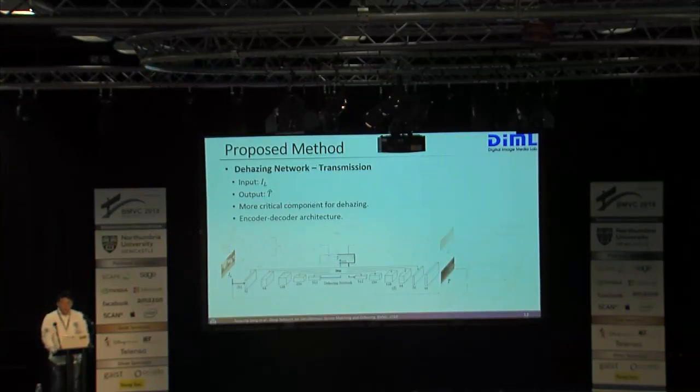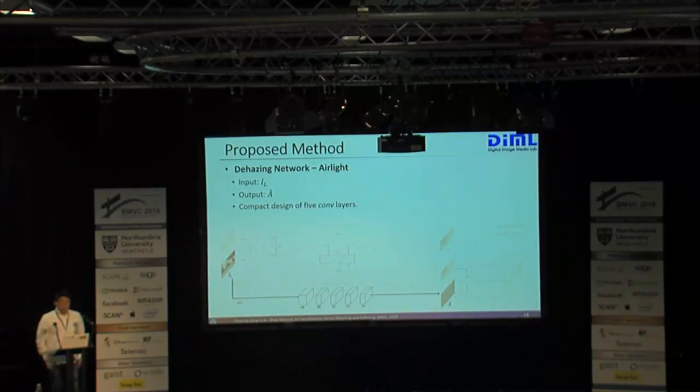Next, I'll introduce the dehazing network. First, the transmission network takes the hazy left image as input and estimates the transmission map. Considering its more critical impact on dehazing compared to the airlight, it is designed as an encoder-decoder network similar to the stereo matching network.